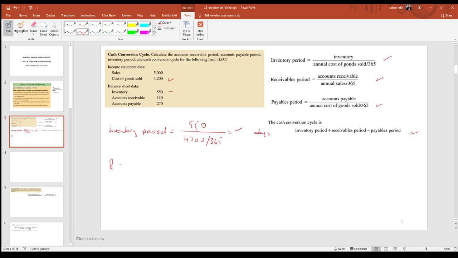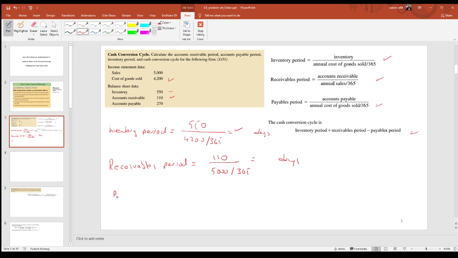The receivables period will be calculated as accounts receivable, here 110, divided by daily sales, which is 5,000 divided by 365. And this also will be in terms of days.